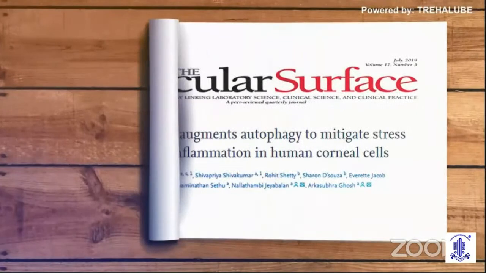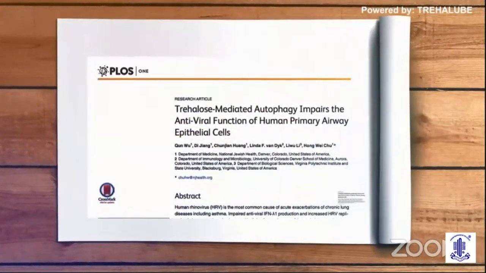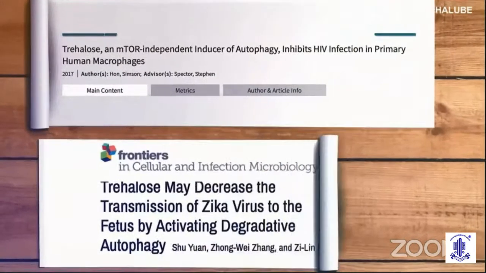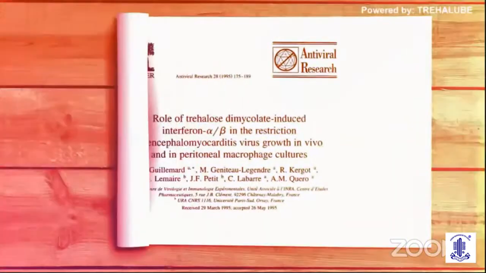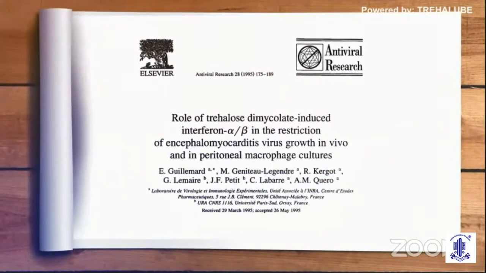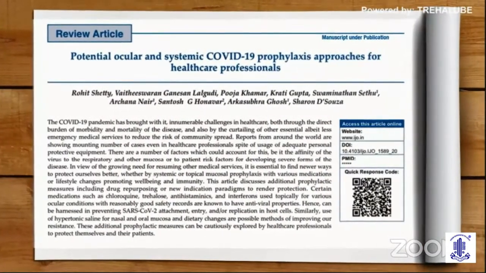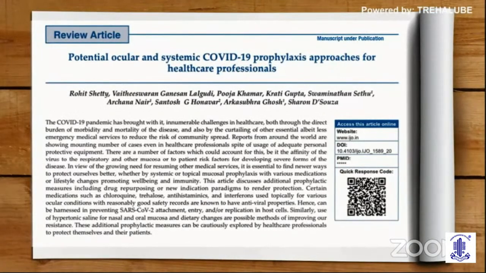The drug trehalose is not only a lubricating agent, but it is also known to have antiviral properties against viruses like the Zika virus and the human immunodeficiency virus. Trehalose is also known to augment the induction of the interferons. The potential role of trehalose for ocular prophylaxis against COVID-19 has been explained in this review article.